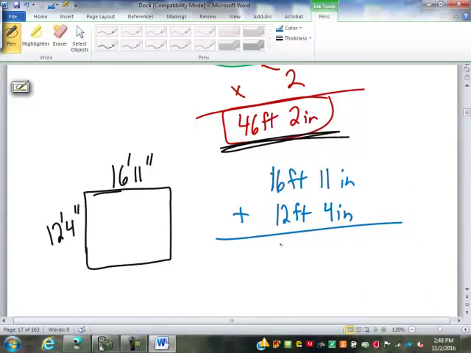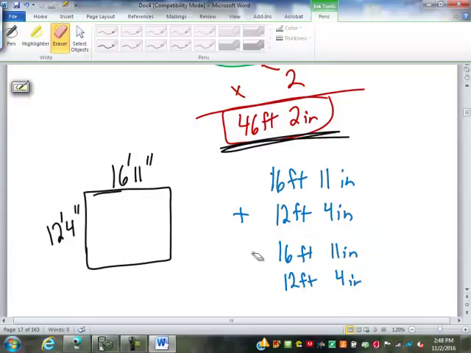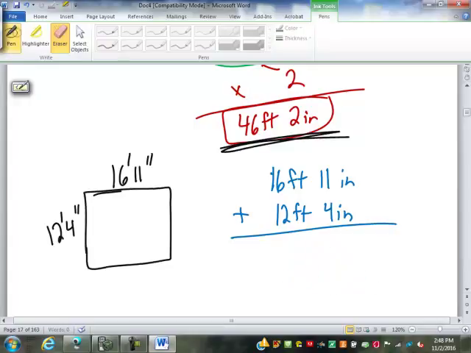Now we could actually, if we wanted to, go 16 feet 11 inches and 12 feet 4 inches, and we could add all 4 of those together if we wanted to, going right down the whole pile. For me, it's easier to add them together and then multiply by 2. But if you like adding, you could just go ahead and add them all together like that.